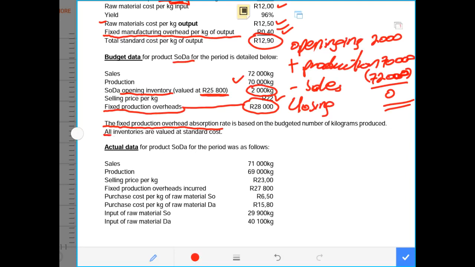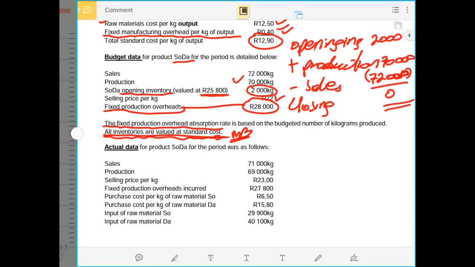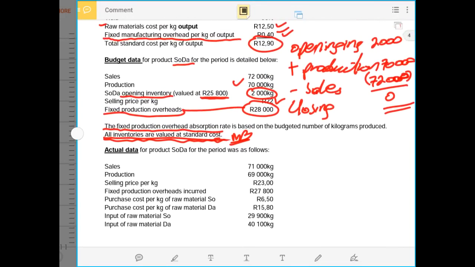It says all inventories are valued at standard cost. Take note of this. It's very important, and it will be useful in further calculations when they say all inventories are valued at standard cost. I'll explain a little bit later why this sentence becomes very important. So let us proceed to the actual information.